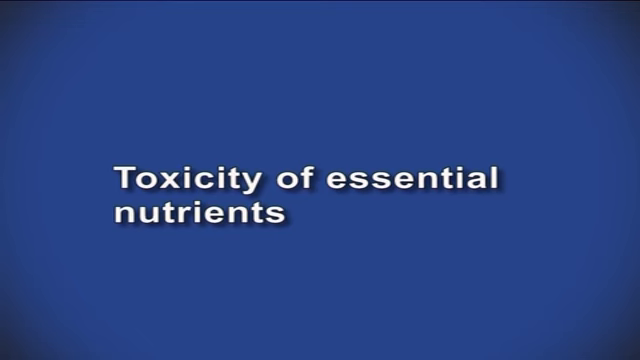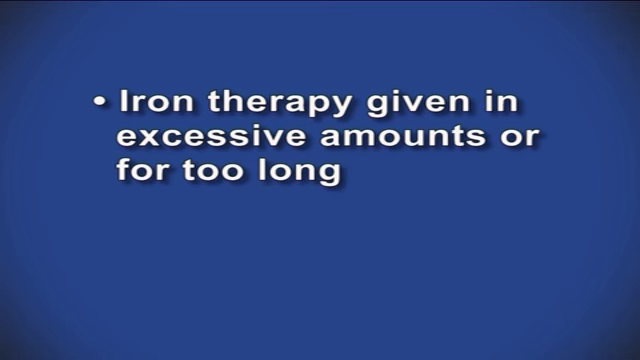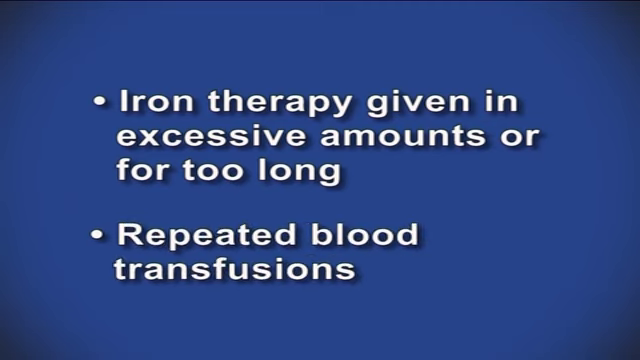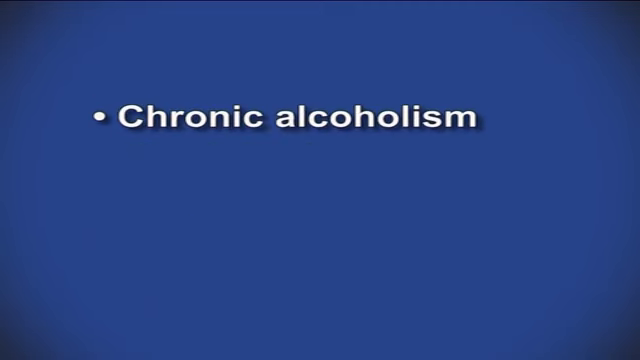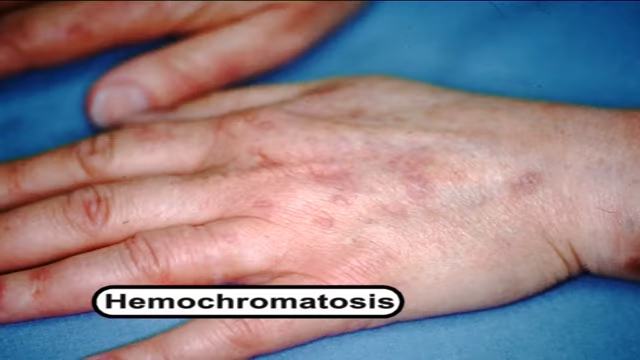Toxicity of essential nutrients. One is iron toxicity. Iron may accumulate in the body because of iron therapy given in excessive amounts or for too long, repeated blood transfusions, chronic alcoholism, or overdose of iron. Iron overload can also result from an inherited iron overload disease called hemochromatosis, a potentially fatal but easily treatable genetic disorder in which too much iron is absorbed.